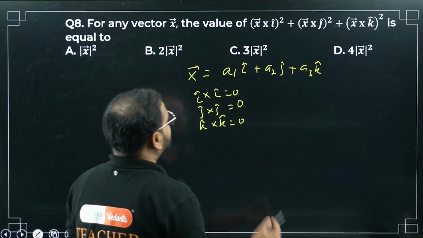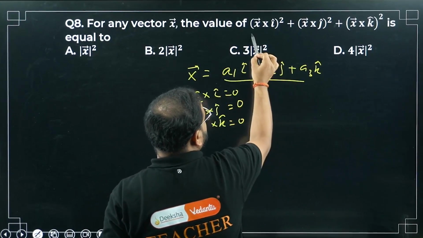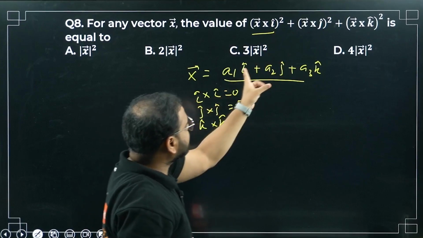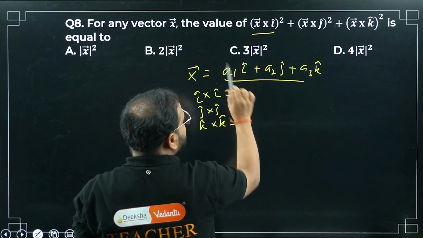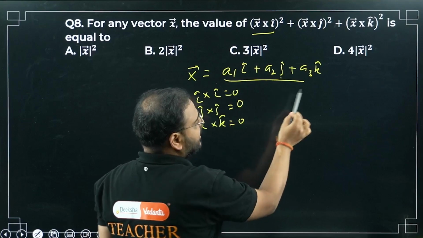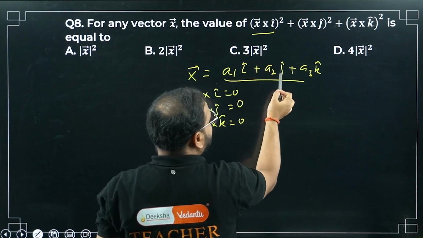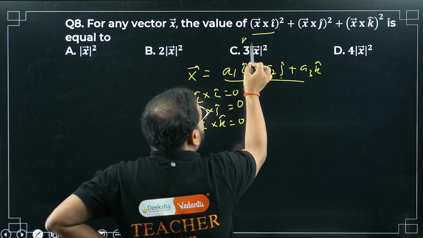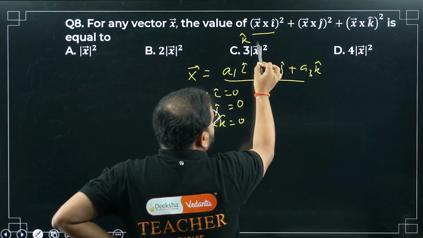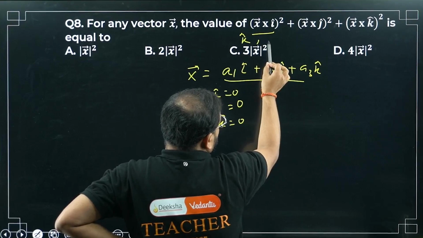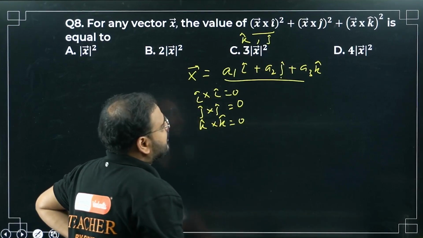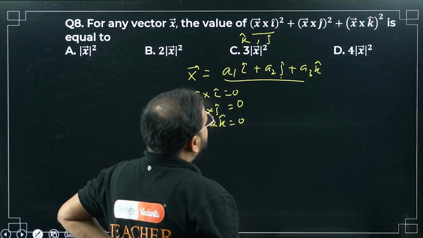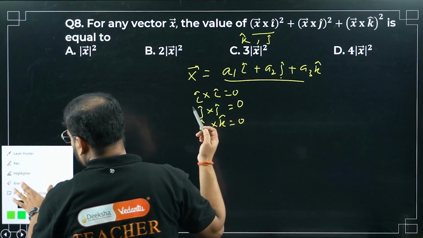Now have a look. If I'm multiplying this x with only I cap, I'll have I with this I, so that will be 0. First will be 0. I'll be left with what? I cross j and I cross k. So I'll have only the result for j and k in this case. Please check. So I cross j will give me what? K, and I cross k will give me what? J, right? I cross j is k, and I cross k will give me minus j. Whatever it is, doesn't matter.